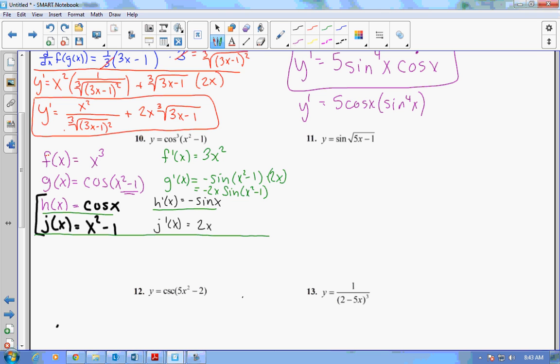Yeah, it's essentially what I have. I just multiplied 3 and a negative 2x together to make negative 6x. But it's essentially what I have. I mean, it is equivalent.